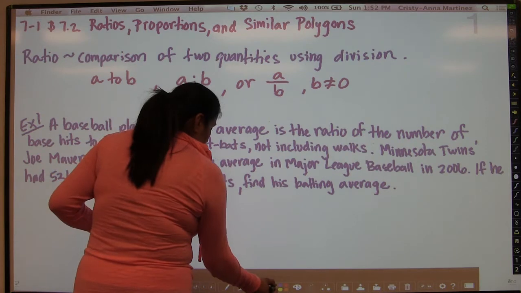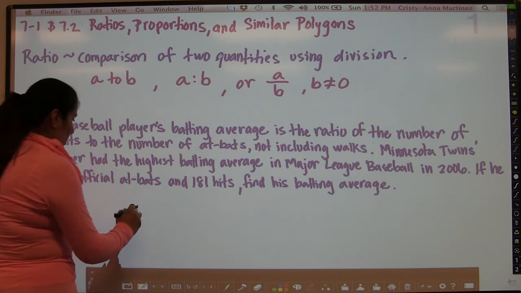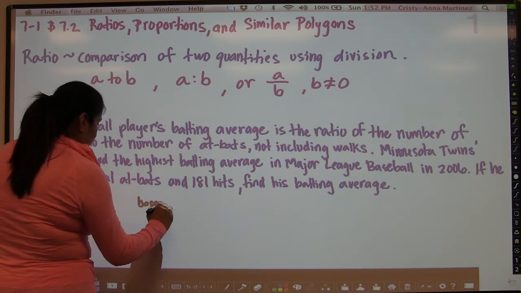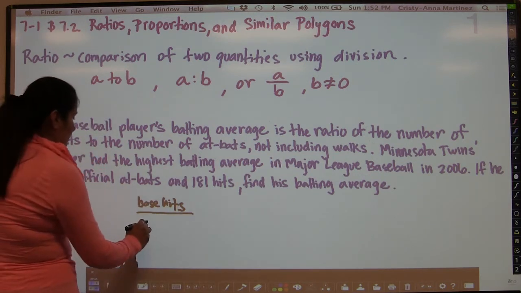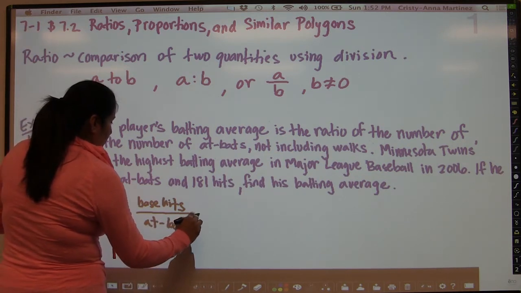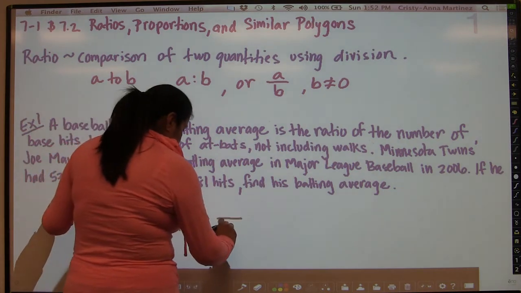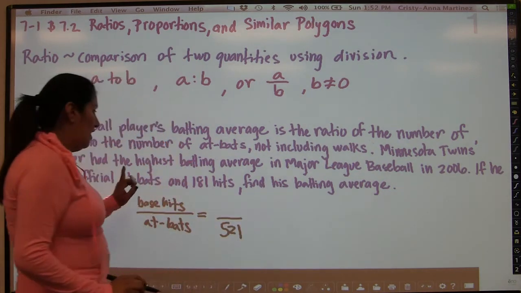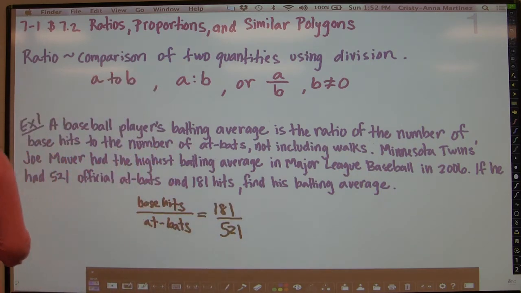So we know from the earlier part of the question that the ratio is the number of base hits. So we want base hits compared to the number of at-bats. And that's not including walks. Okay? So then, further on, we read that he had 521 official at-bats. That number goes in the bottom. And 181 hits. So all we have to do is take 181 and divide it by 521.